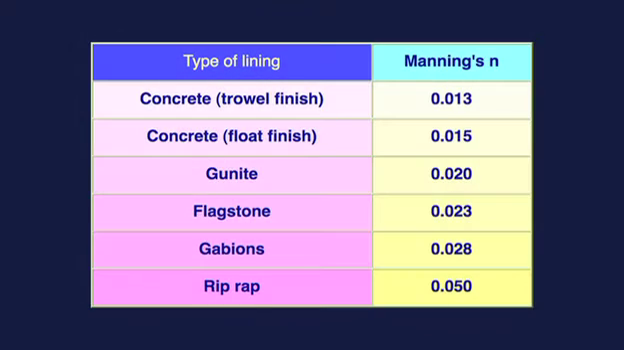There are several gabion manufacturers in the market. Design velocities for gabion structures vary with the type of structure and the manufacturer's recommendations. This table shows values of Manning's n for various types of channel lining.